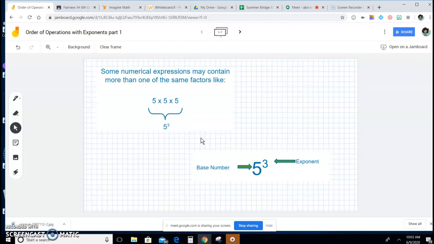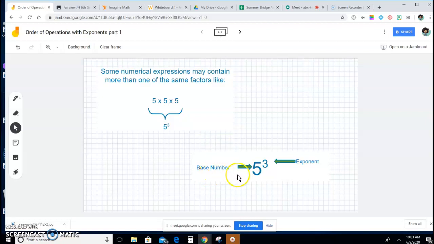All right, so in 5th grade, you talked about order of operations. This is something that you've already done. However, in 6th grade, we're going to add in something called exponents. So some numerical expressions may contain more than one of the same factors, like, for example, 5 times 5 times 5. With that being said, 5 times 5 times 5 can be written in shorthand as 5 to the 3rd power.